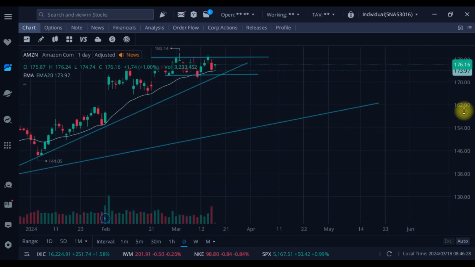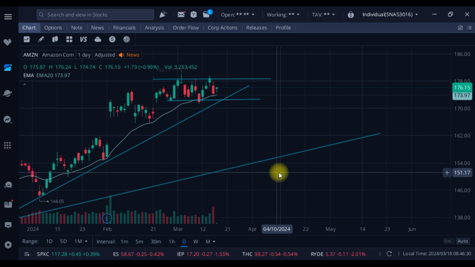Amazon's in this tight range. I was kind of hoping to get a little bit lower, but I guess we'll see what will happen here. And I am actually going to give this one out.